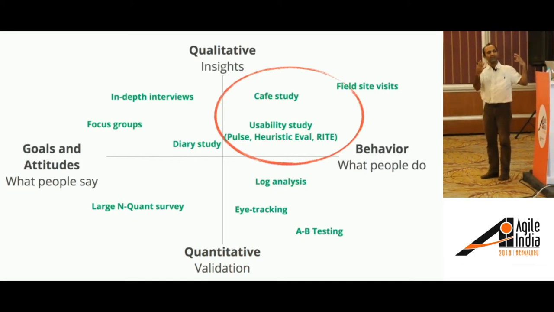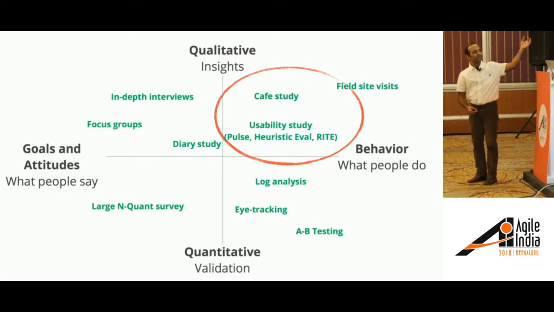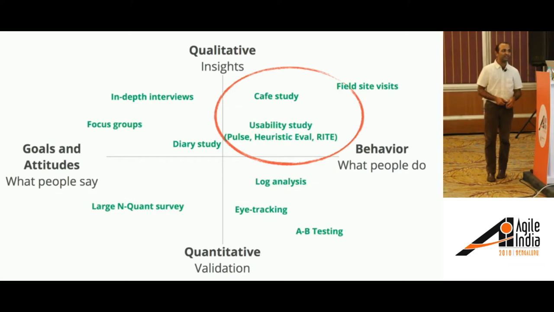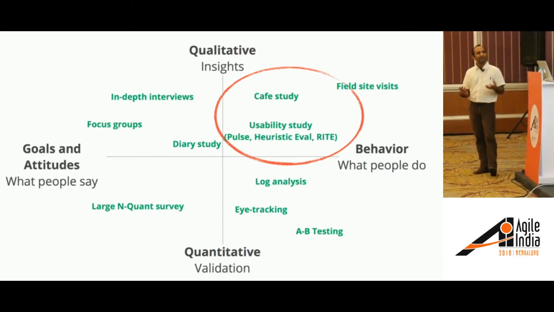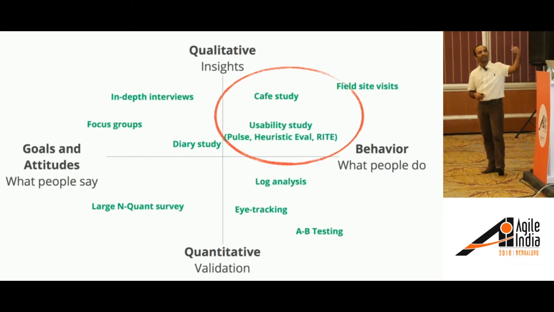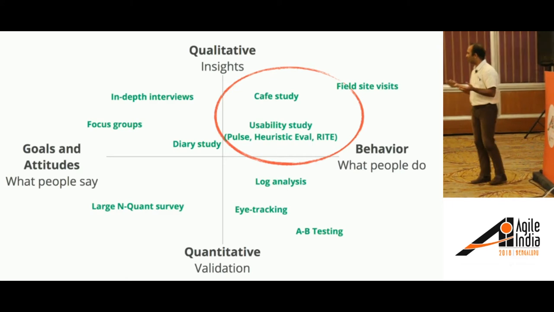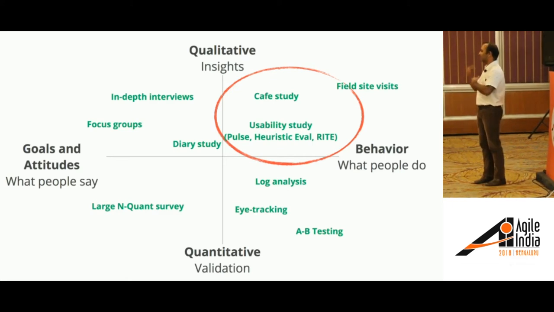So the way I decide, if you want to understand goals and attributes, you look at the left-hand side of this diagram and say, okay, maybe I want to do in-depth interviews, I want to do a focus group. If you really want to understand the behavior aspects of it, you say, okay, let me do a usability study, let me do A/B testing and stuff like that. And then there's another tangent, which is qualitative and quantitative. Again, this is not a standard one. This is something you'll find everywhere. You could customize it based on your need.